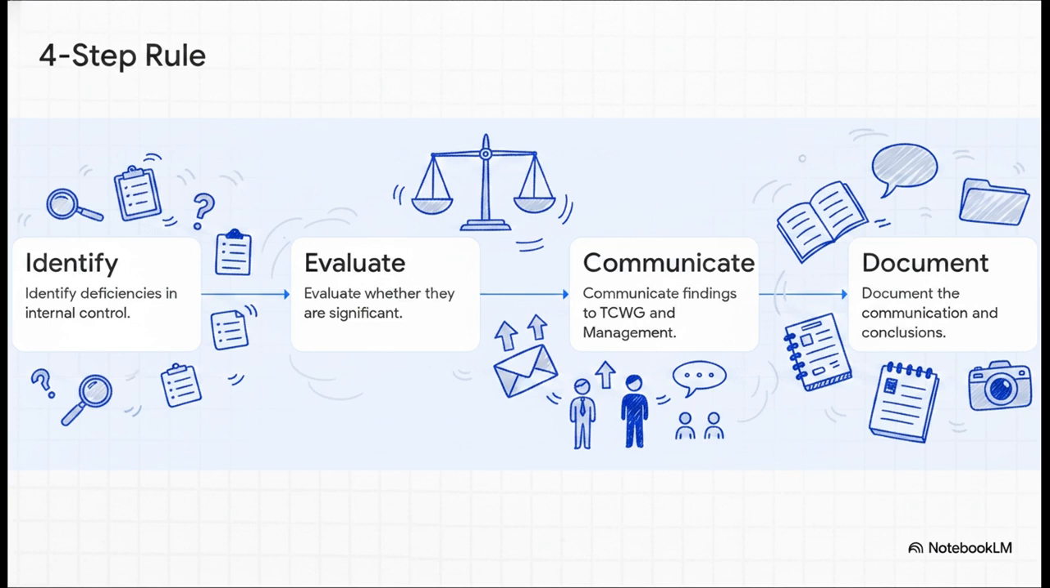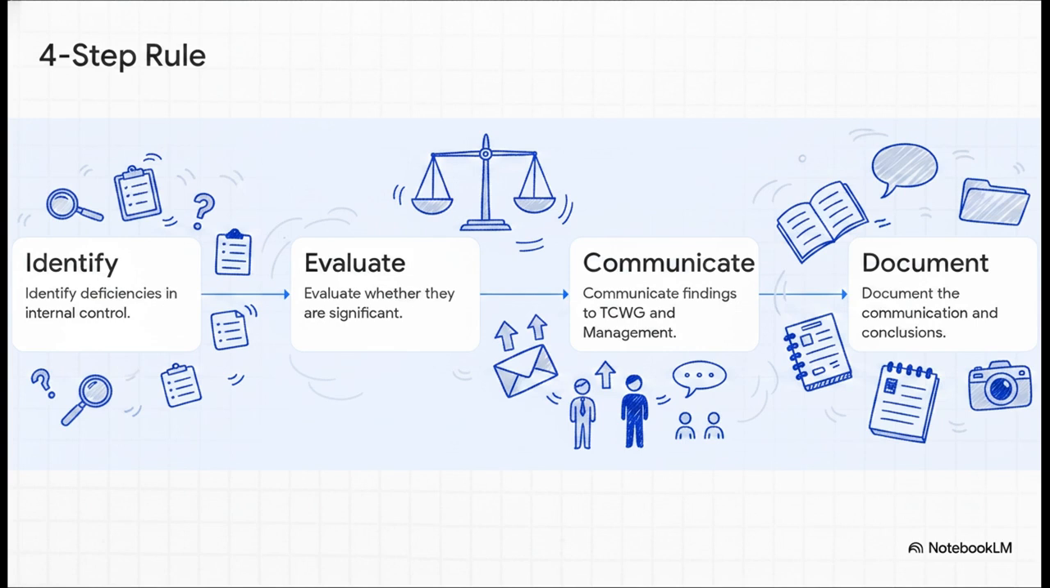Step 1, you identify the deficiencies during your routine audit procedures. Things like tests of controls, observation, or inspection. Step 2, you evaluate whether they're actually significant, using those 5 factors we just covered. Step 3, you communicate those findings to TCWG and management appropriately.